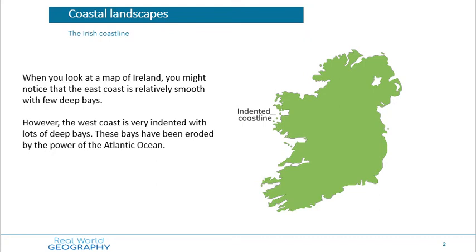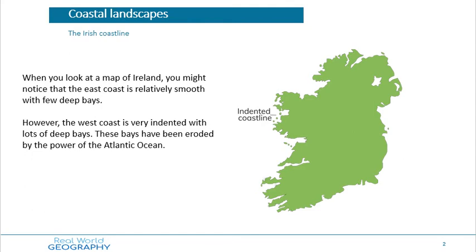How's it going, folks? You're very welcome to today's class where we're starting a brand new topic, which is coastal landscapes. So guys, when you go to the beach, you see sand, you might see a bay or a headland, you might see a cliff, and those things are there because of the power of the sea.